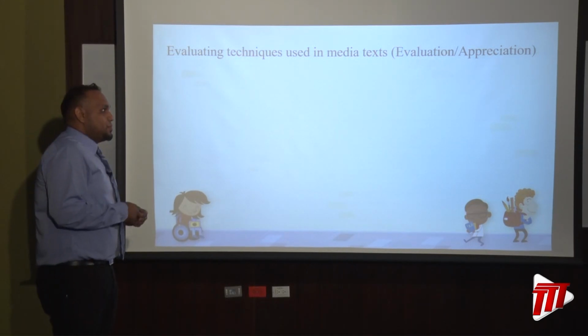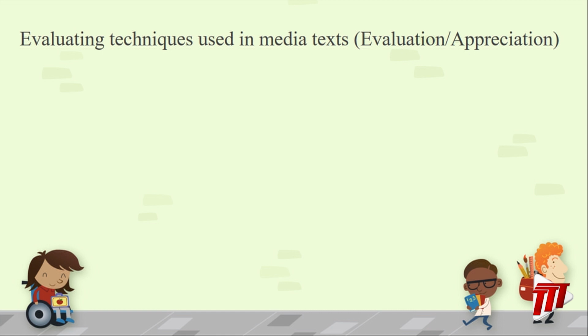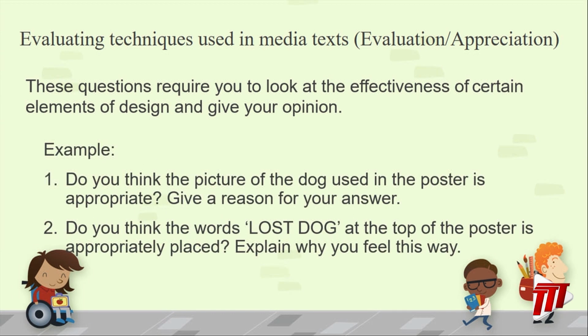Let's look at another objective, evaluating techniques used in media text. These again would fall under the category of evaluation appreciation type questions. These questions require you to look at the effectiveness of certain elements of design and give your opinion. Examples include, do you think the picture of the dog used in the poster is appropriate? Give a reason for your answer. Do you think the words lost dog at the top of the poster is appropriately placed? Explain why you feel this way.